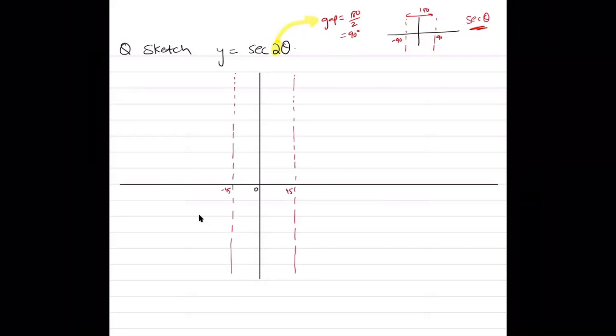Then the next asymptote is going to be 90 degrees after 45, that is 135.